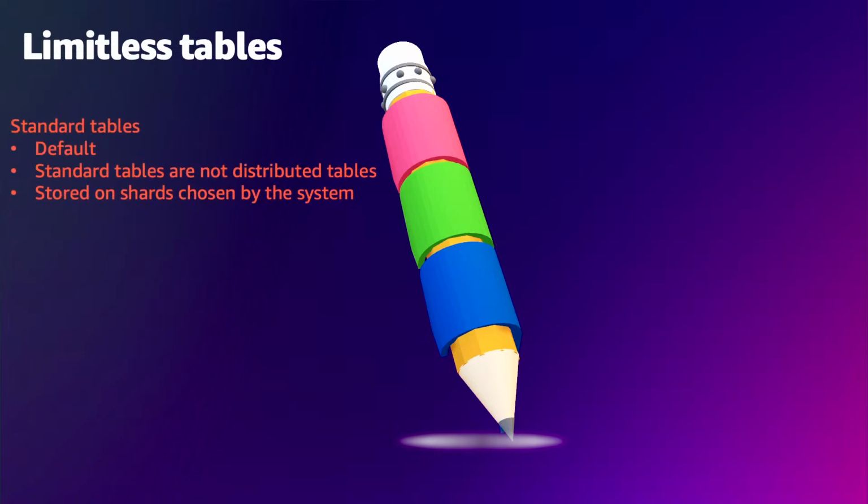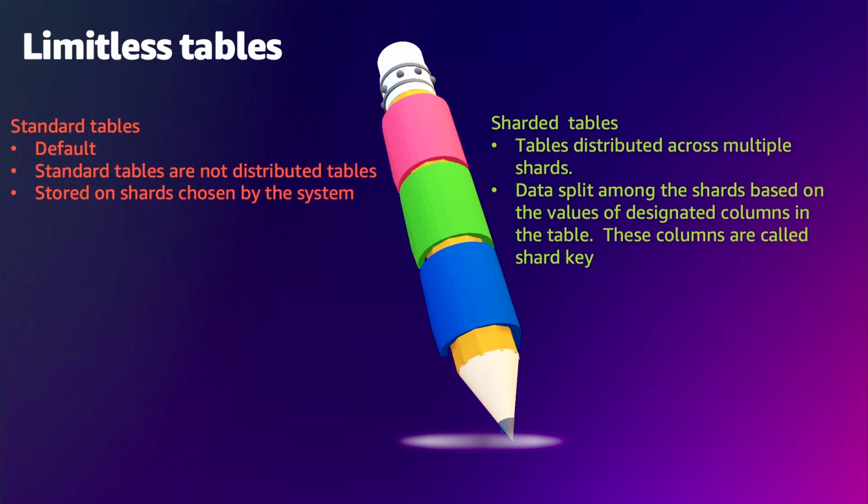Last thing about the limitless tables. There are different types. There are the default ones, which are basically standard tables. Standard tables are not distributed. That means the shards are chosen by the system. If we have sharded tables, it's a bit of a different story. These can be distributed across multiple shards, and data can be split accordingly. And these usually are sorted out through the shard keys.